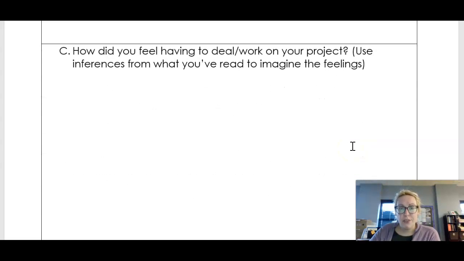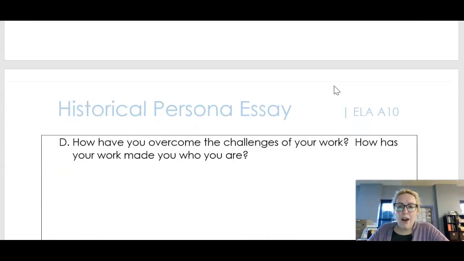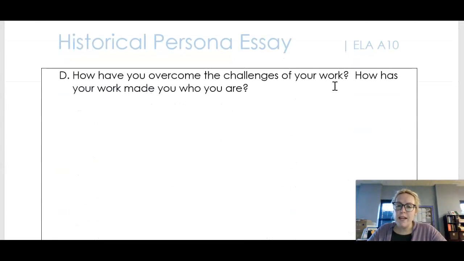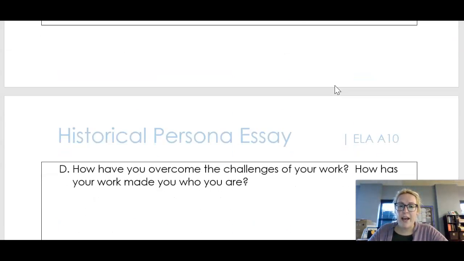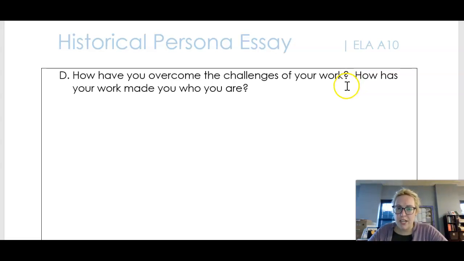Next, paragraph 3. How did you feel about having to deal or work on this project? So maybe use some inferences. This is where we get into a little bit of your life and you get to insert a little bit about how you think this person felt during this time in their lives. How have you overcome the challenges? This might be a part 2 to this third paragraph. So the feelings you have, and then how did you overcome the challenge?